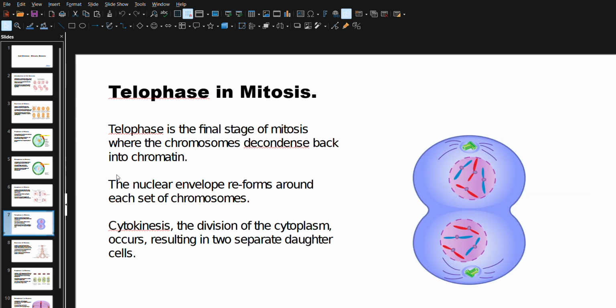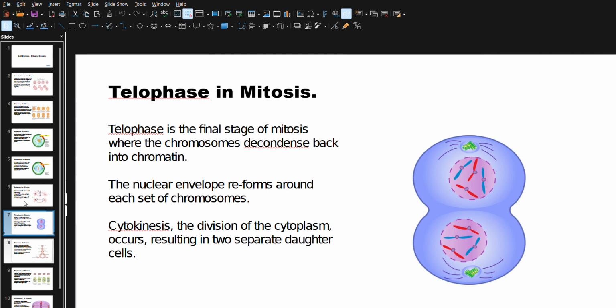Next one is telophase in mitosis. This is a diagrammatic representation of telophase in mitosis. Telophase is the final stage of mitosis, where the chromosomes decondense back into chromatin. The nuclear envelope reforms around each set of chromosomes. Cytokinesis, the division of the cytoplasm, occurs, resulting in two separate daughter cells.